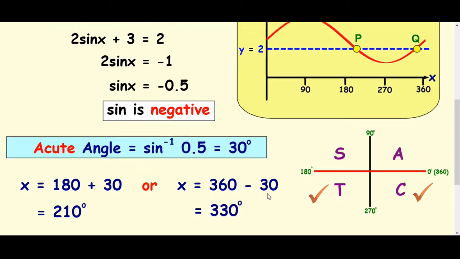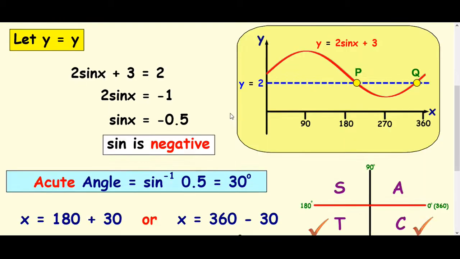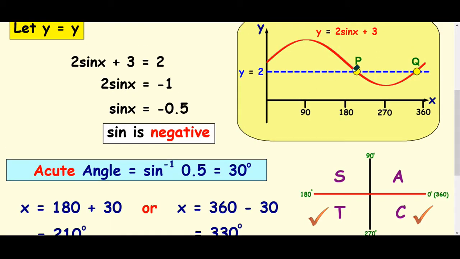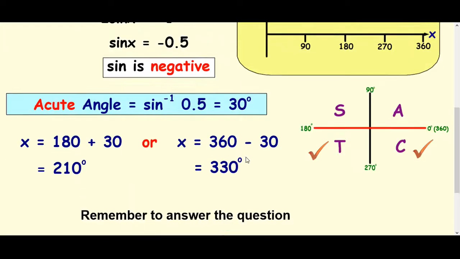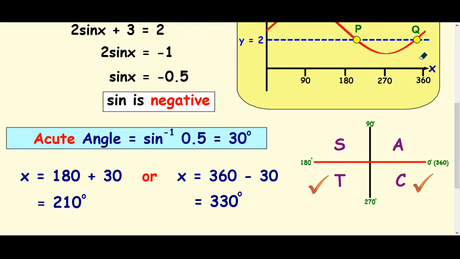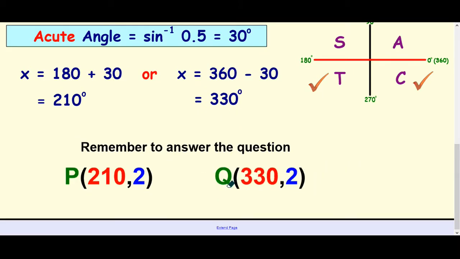Now what happens is some people stop at this point. They think they've answered the question, but the question asks for coordinates. Find the coordinates of the 2 points P and Q. Now a coordinate has two numbers in it, like 3, 5 or 6, 8. So the x coordinate of P is 210, but we need to go up 2. So we've got to answer the question, (210 degrees, 2). Q was 330, and that's also at 2 high, if you like. And that's your proper answers. If you didn't finish this off, you would lose a mark.